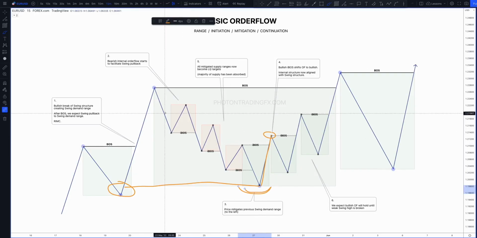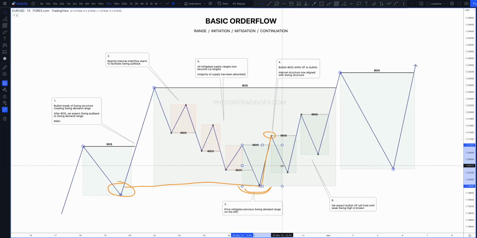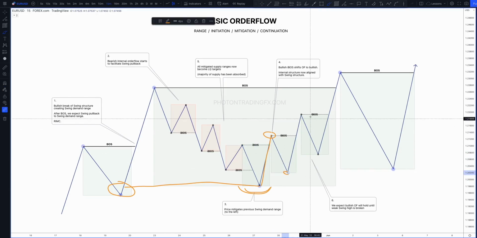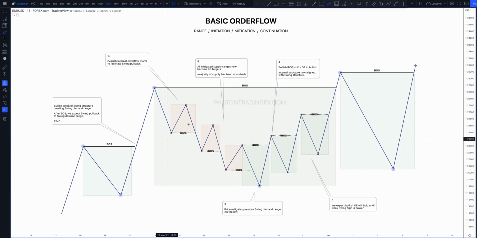So now the order flow, these series of red supply ranges, has switched to bullish. Now we have this new internal demand range, from the low to the high, and we drag it across to where it breaks. And now we can look for what? We can look for those internal higher highs and higher lows, which we expect to continue until it takes out the weak high. So this is exactly what we were just looking at before in the advanced market structure.